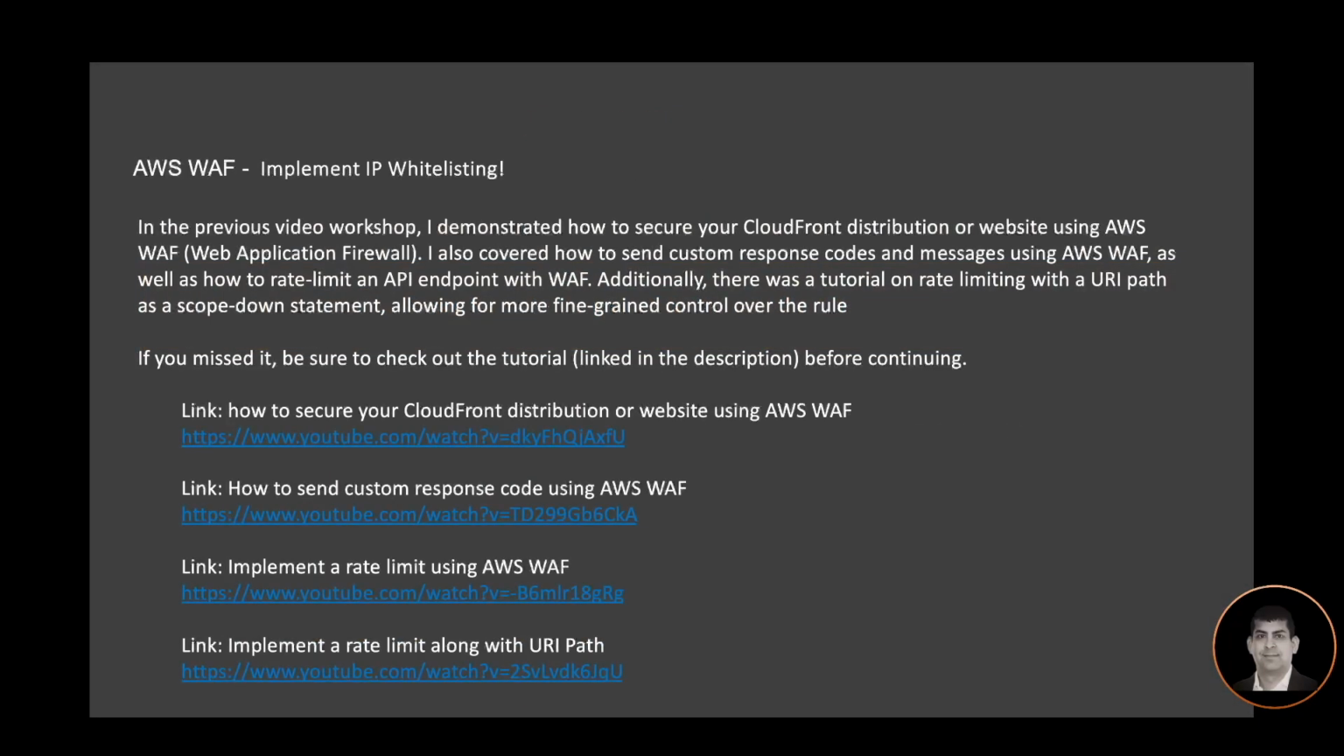In the previous video workshop, I demonstrated how to secure your CloudFront distribution or website using AWS WAF. I also covered how to send custom response code and messages using AWS WAF, as well as how to rate limit an API endpoint with WAF. Additionally, there was a tutorial on rate limiting with a URI path as a scope down statement, allowing for more fine-grained control over the rule. If you missed it, be sure to check out the tutorial linked in the description before continuing.